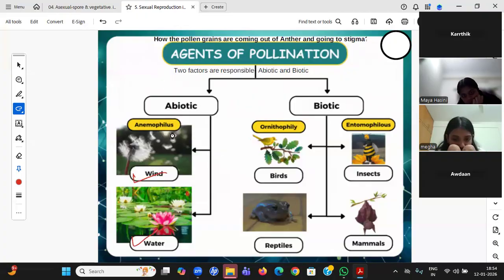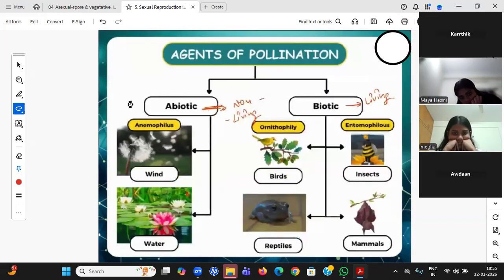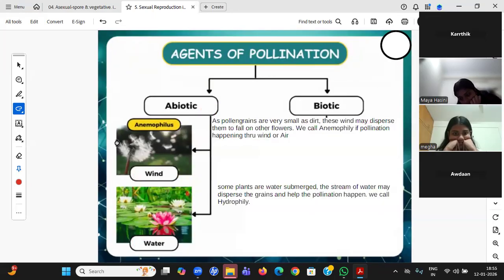Let us start with abiotic, students. First of all, from here to here, how are the pollen grains moving? In cross-pollination, how are they moving? This is what we are going to learn. We said abiotic means non-living, biotic means living. In abiotic, we are reading about the wind. Students, pollen grains are very small. Just now, as I said, the pollen grains are very, very thin. Obviously, what will happen, students?